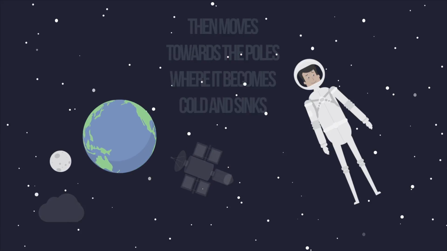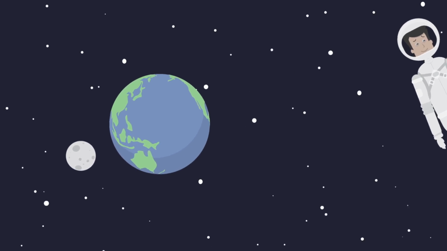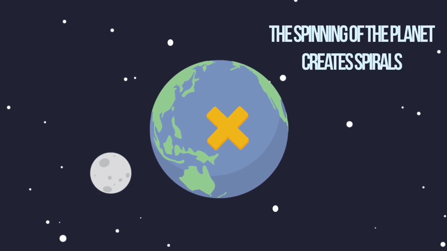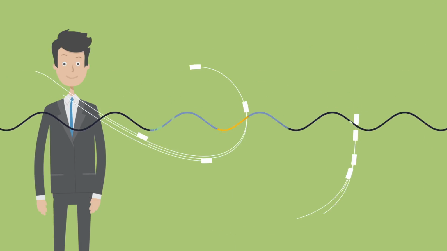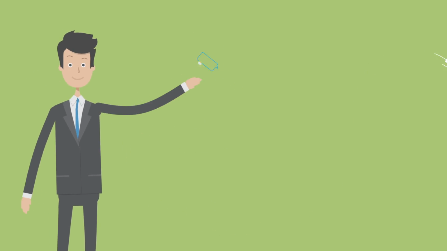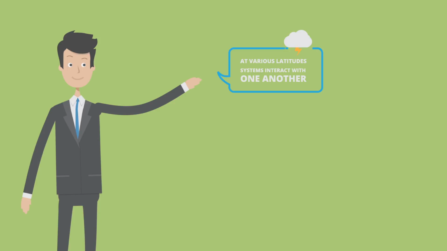If the Earth didn't rotate, that would be a simple circulation, but the spinning of the planet deflects these air circulations, creating spirals, more on which in a moment. So dense cold air flows off the polar ice caps in a spiral. Conversely, high-pressure airflow spirals off from the equator. At various latitudes, these systems interact with one another and the winds that they influence as well.